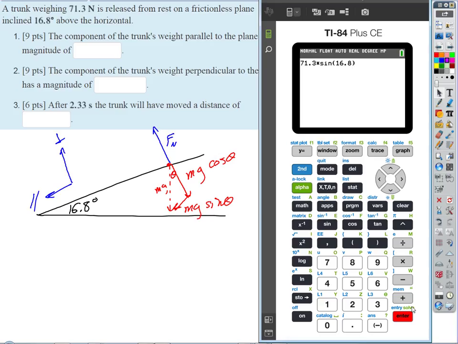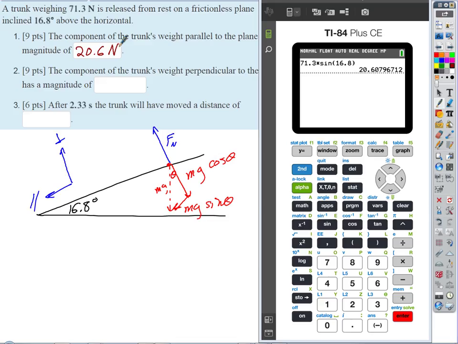So how many sig figs are we keeping? 3. Okay, so what's our answer going to be then? Yeah. So 20.6. What are my units going to be? It's a weight, so that's a force, right? So newtons. Okay. And then the component of the trunk's weight perpendicular.